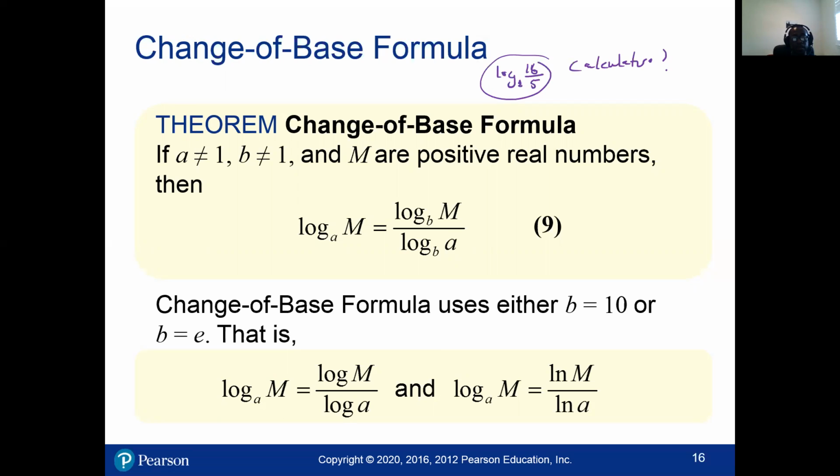Okay, so if I have a is not equal to 1, b is not equal to 1, and m is a positive real number. If you have log of m base a, now I can change the base to base b, and it will be the log of m base b divided by the log of a base b. Now if you change it to natural log, then that becomes natural log of m divided by natural log of a. Like I said, whichever one you use, you get the same results. Okay, here is an example.